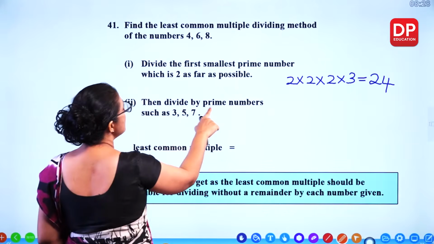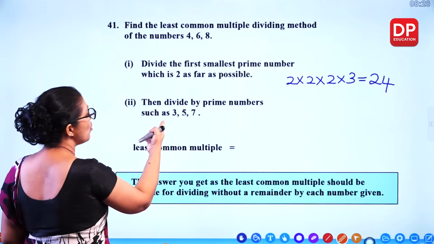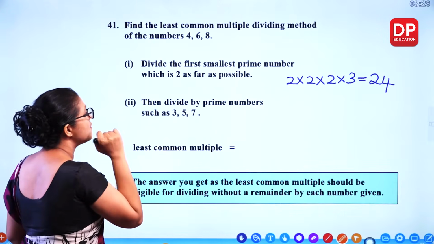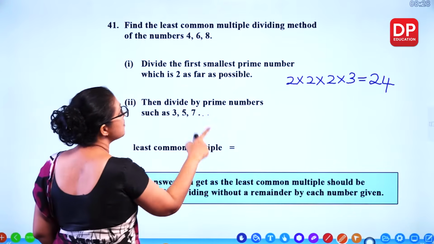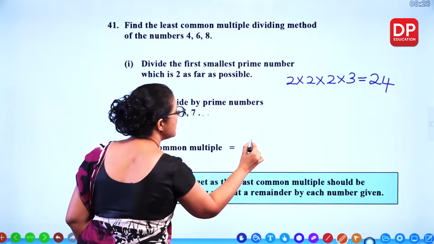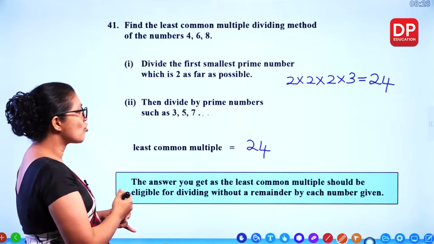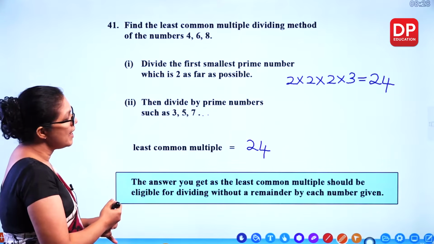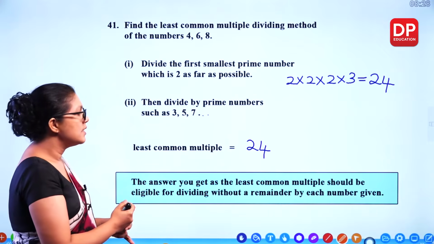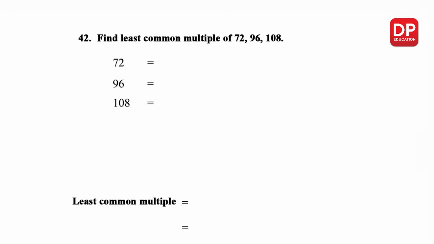So here divide by prime numbers. So here 2 also possible, 3, 5, 7 like that. Least common multiple of 4, 6, 8 is 24. So the answer you get as the least common multiple should be divisible without a remainder by each number given. Find the least common multiple of 72, 96, 108.